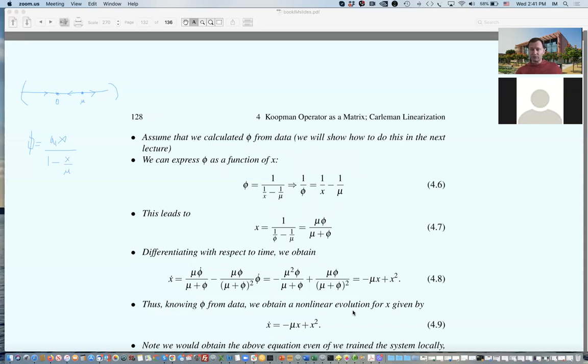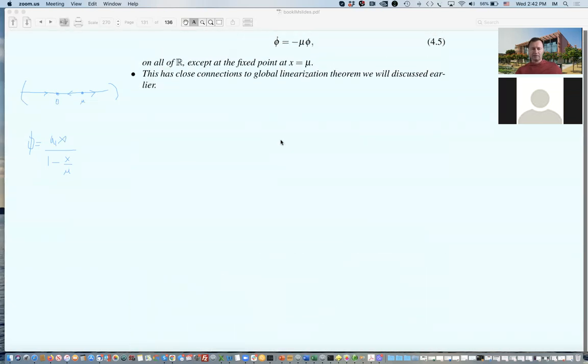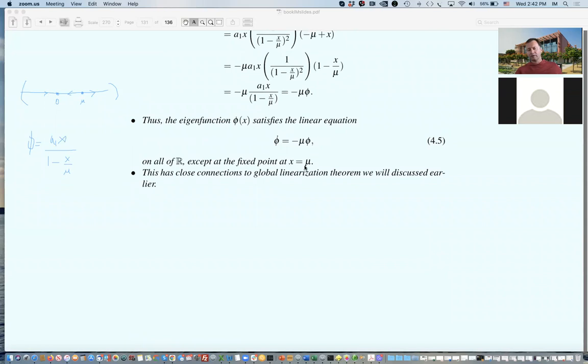And suppose that you know or have a way of calculating phi directly from data. We'll show how to do that. There are a variety of different methods, numerical methods, on how to do it. And okay, in Koopman theory, you immediately know that if you find phi, it satisfies this equation.